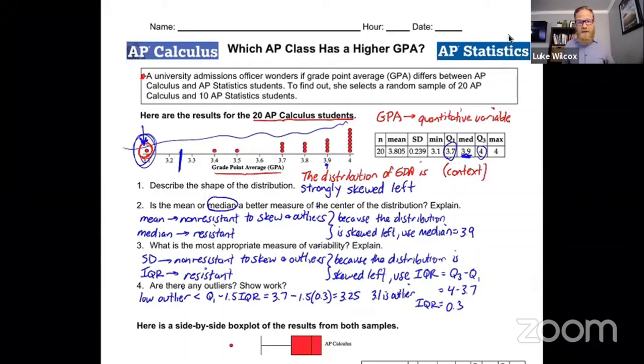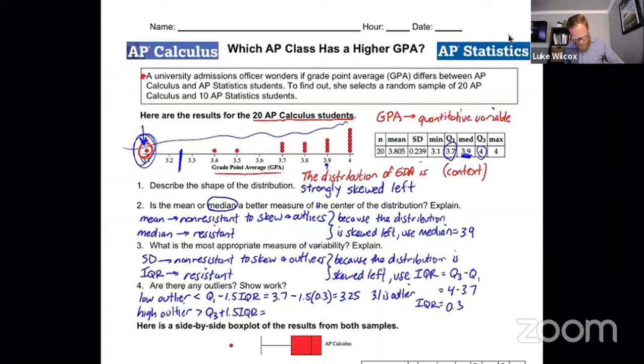Now we should check on the other end. I really kind of doubt that there's a high outlier here, but just to go through the motions and see what the formula looks like, in order for us to have an outlier on the high end, it has to be greater than Q3 plus 1.5 IQR.